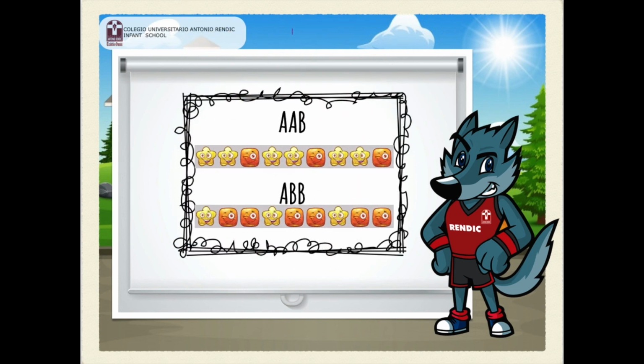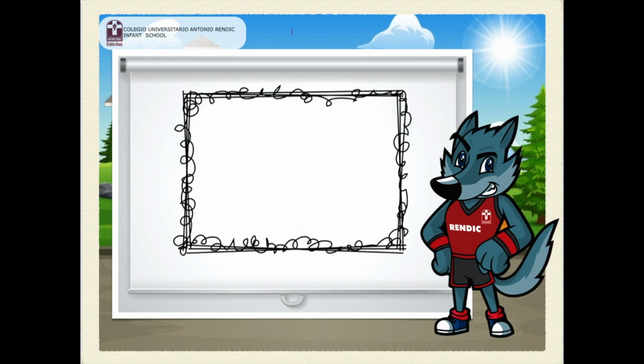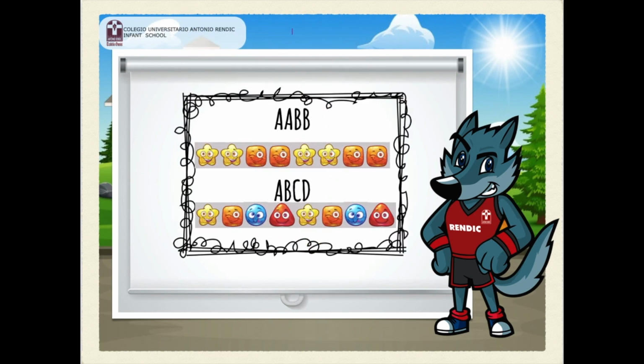Here we have an AAB pattern. The core that repeats is star, star, square. On the ABB pattern, the core that repeats is star, square, square. Here we have an AABB pattern. The core that repeats is star, star, square, square. And on the ABCD pattern, the core that repeats is star, square, circle, triangle.